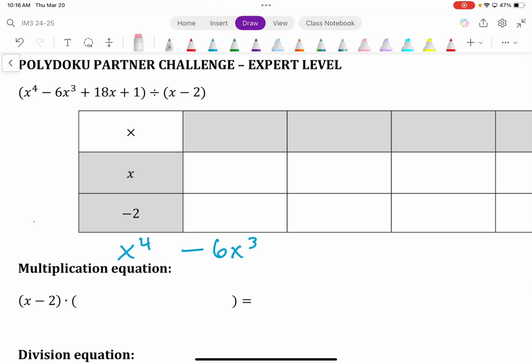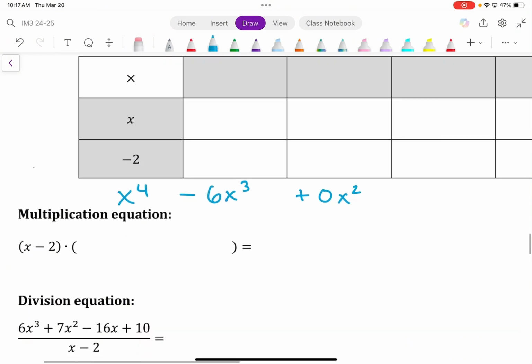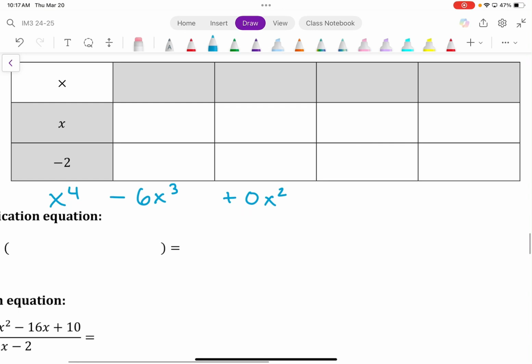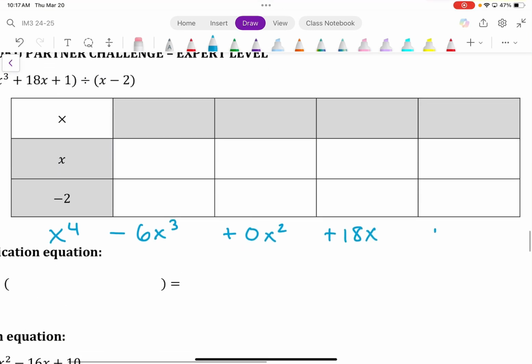Sorry about that. So we left off right here. So I said you're going to write out your answer down here. So we have x to the fourth followed by negative 6x to the third. And then we jump from x to the third to 18x. So we're actually skipping that x squared, meaning that the x squared canceled out. So we ended up having a sum of 0x squared, followed by 18x, followed by plus 1.